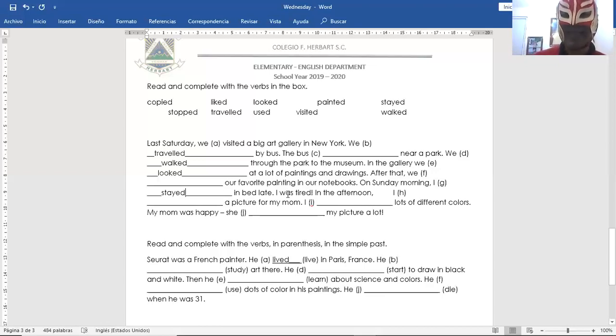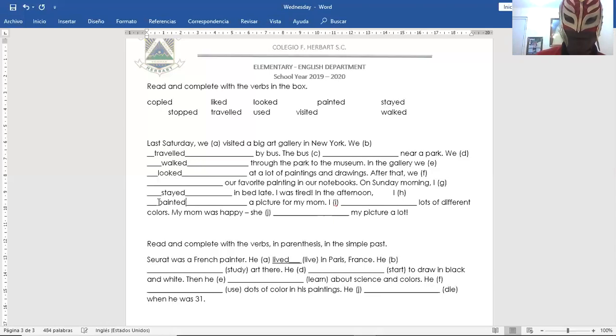I was tired. In the afternoon, I what? I painted. Okay, so right here, I painted a picture for my mom. Okay. And the next one, lots of different colors. So what do you think is this one? Used. I used. Usé. I used lots of different colors. Usé diferentes tipos de colores. I used lots of different colors.